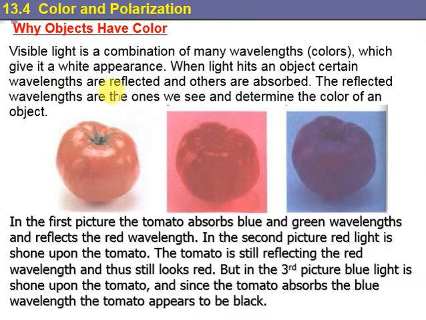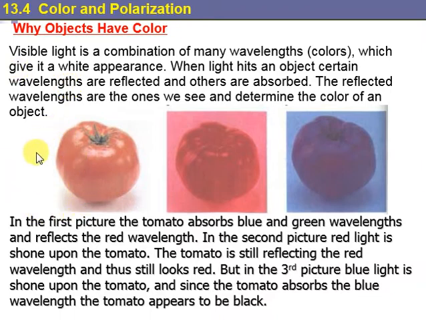So why do objects have color? Visible light, as we know, is a combination of many colors, many wavelengths, which give it a white appearance. When light hits an object, certain wavelengths are reflected and others are absorbed. Reflected wavelengths, or reflected colors, are the ones we see and determine the color of an object. So reflected light is the most important thing. It determines what you will be able to see.